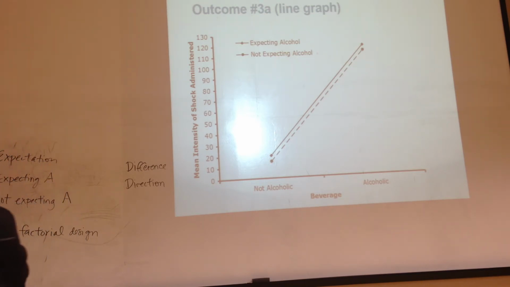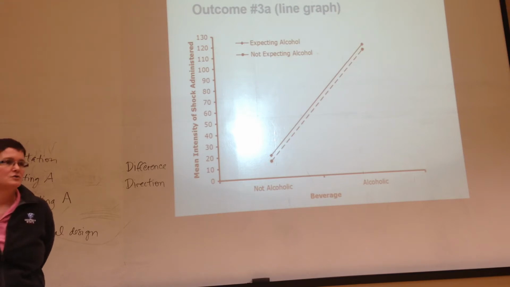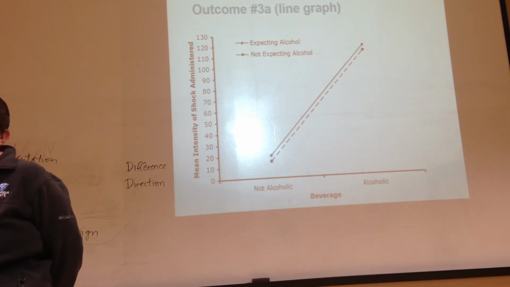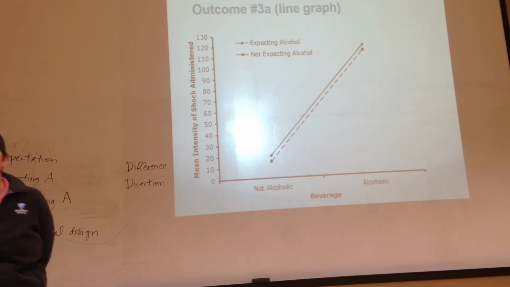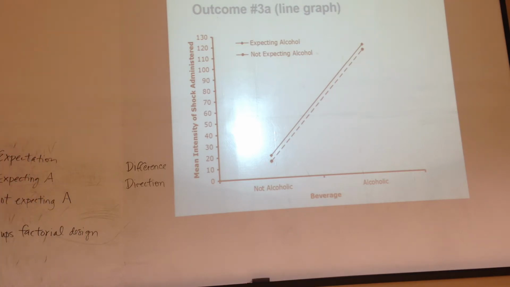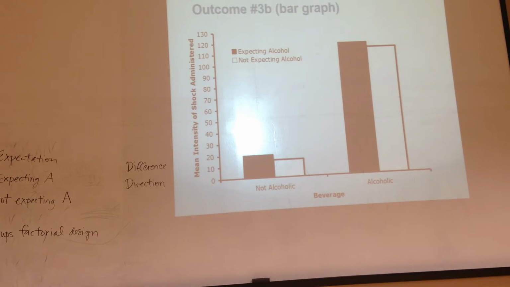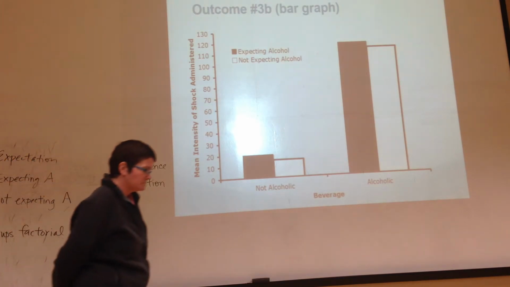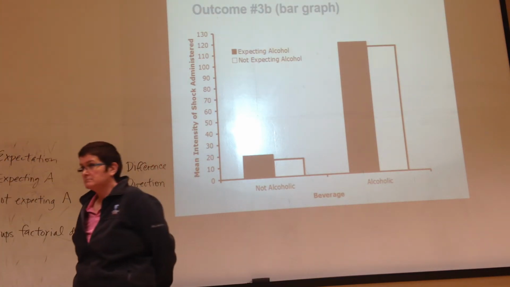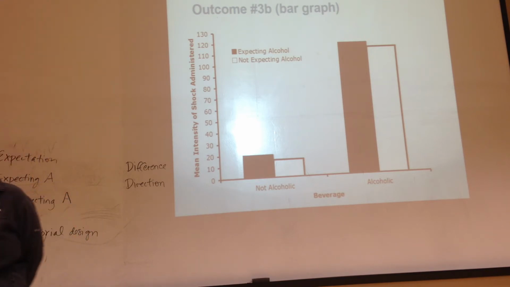So this is the mean drunk graph. Right? Drunk people shock more, sober people shock less, regardless of whether they think they're supposed to be drunk or sober. Okay, here's what that looks like in a bar graph. So, interaction. How do we know there's no interaction here, aside from the fact this is exactly the same data we decided in the last graph there was no interaction?